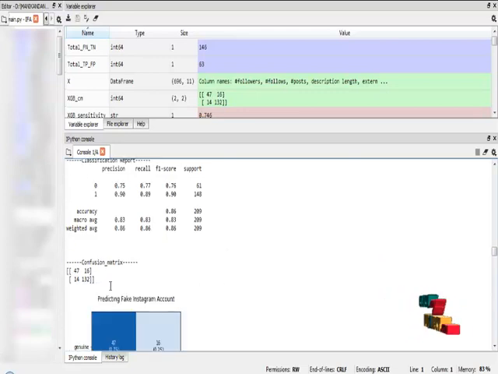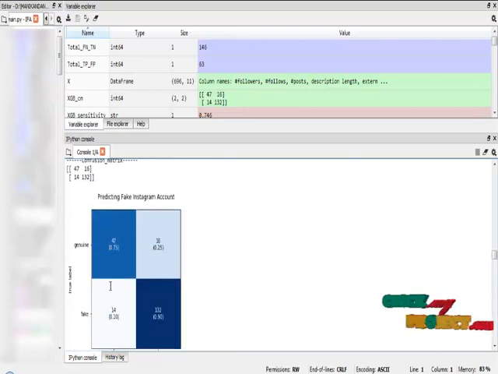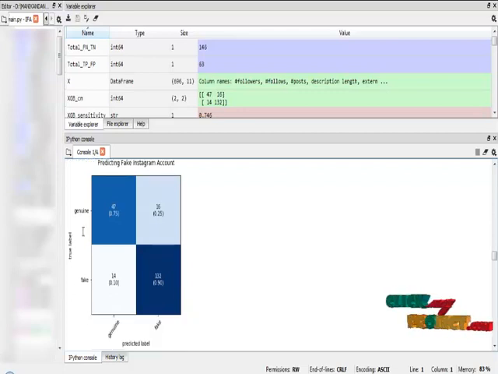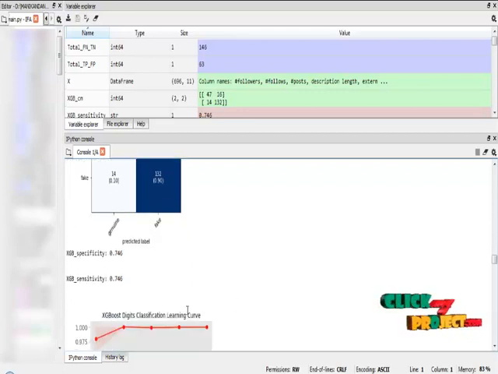And this is the confusion matrix diagram. In that, it shows how many real accounts and how many fake accounts it will properly predict. The 47 and 132 are the correct predictions. 16 and 14 are the wrong predictions for genuine and fake accounts based on their indexes. And this is the specificity and the sensitivity of the XGBoost algorithm.